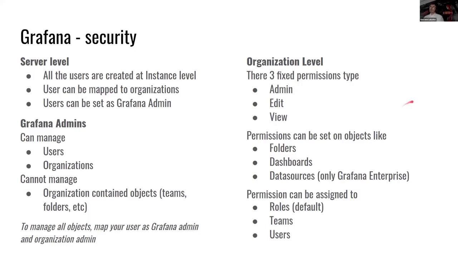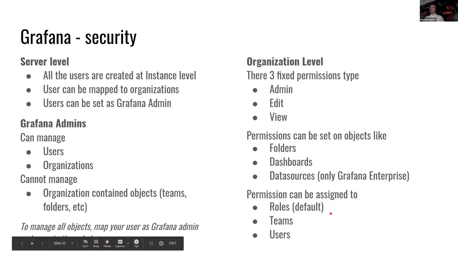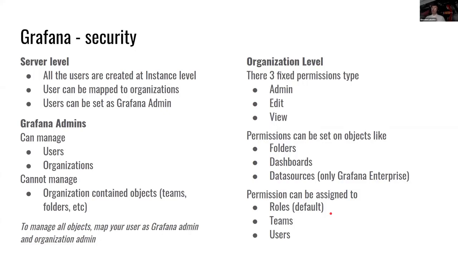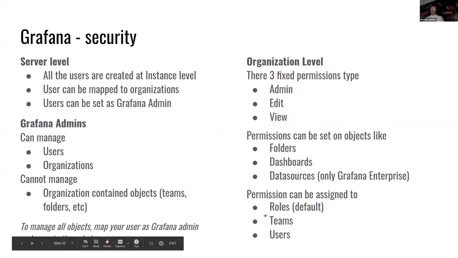At organization level, instead, you have three different permission types: admin, edit, and view. Each one has a linked role. Those three permissions can be set on folders, dashboards, and data sources, though the data source permission level can be specified only on Grafana Enterprise, so you can't do that with the open source version. Those permissions can be assigned to roles, which is the default behavior. When you create an object, you will see that you have the three roles already mapped inside the object, each one with its default permission. But you can also specify teams or single users and give them maybe the admin or view permission on the dashboard or the folder.